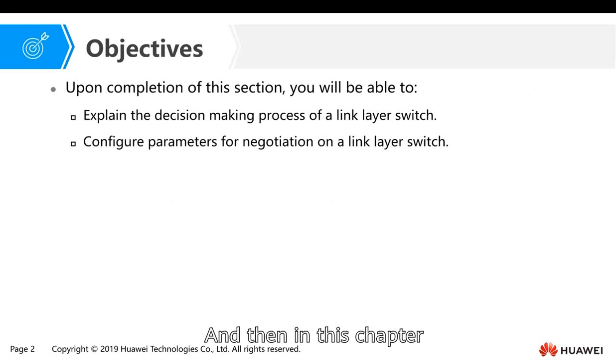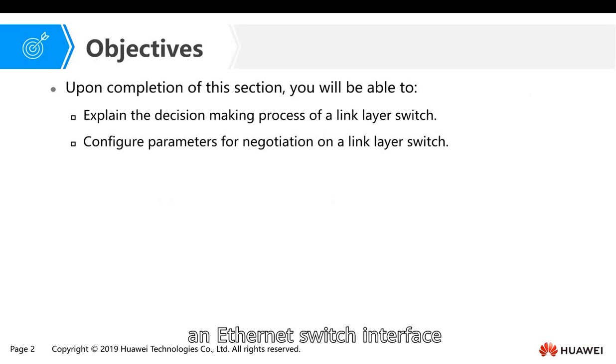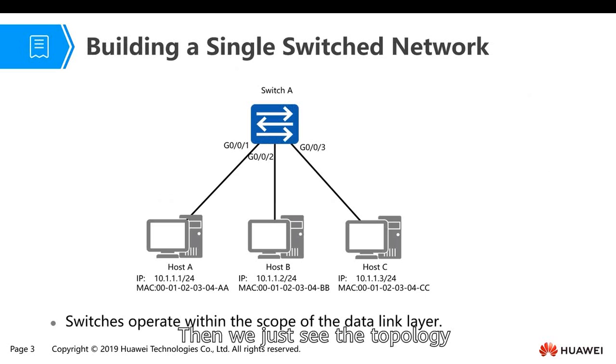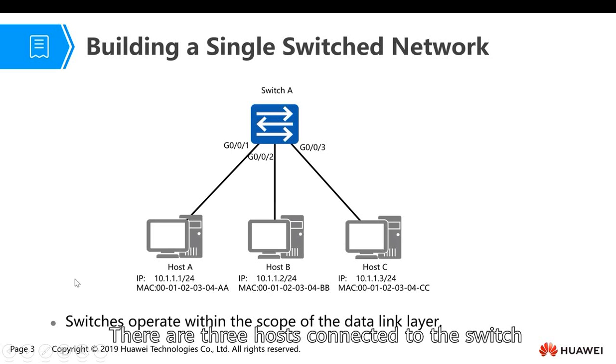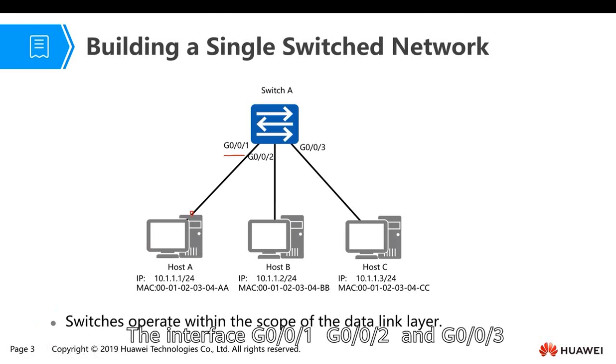In this chapter, we will discuss how the switch works, and also how to configure an Ethernet switch interface. Now let's look at the topology. This is the most simple network, which contains only one switch. One switch constructs a LAN. There are three hosts connected to the switch, on interfaces gigabit 0/0/1, gigabit 0/0/2, and gigabit 0/0/3.